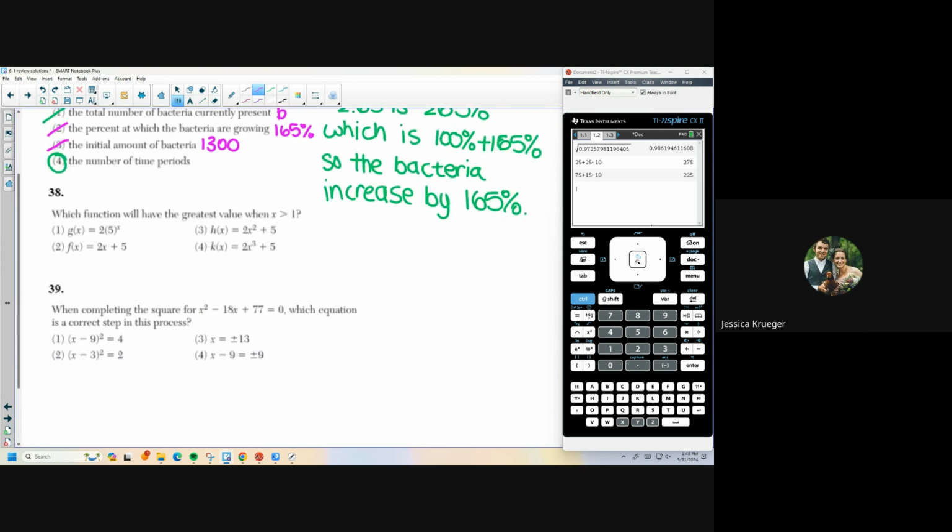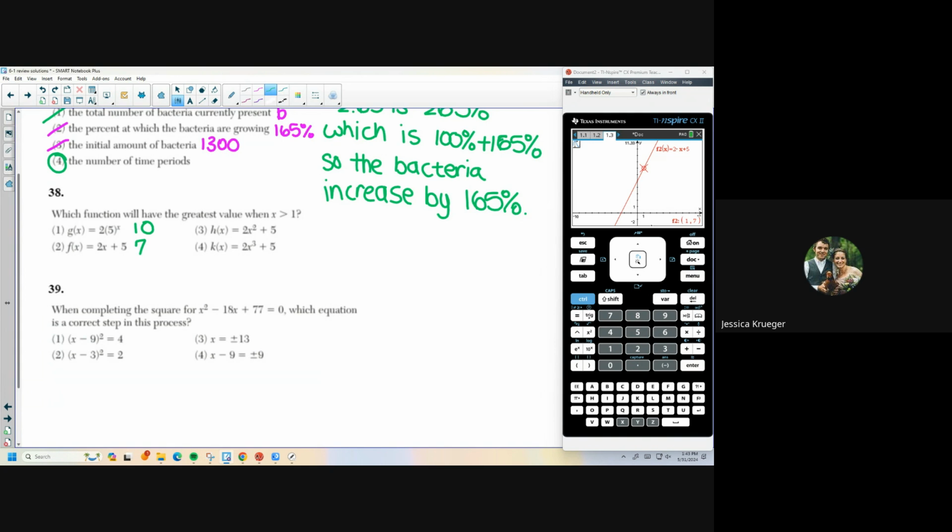38, which function will have the greatest value when x equals 1? When we see functions, we're going to graph them. So I'm going to start with 2 times 5 to the x. I'll do menu trace, graph trace, and I'll go to 1. And that g of x is going to be 10. Number 2, I'll go up and delete that. 2 is 2x plus 5. At 1, it's 7.